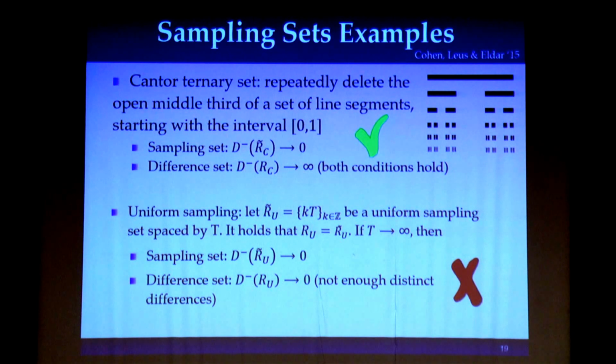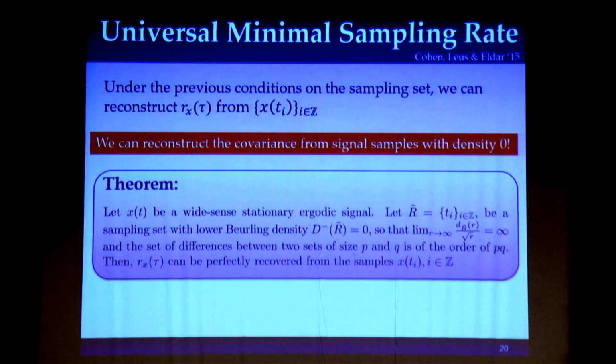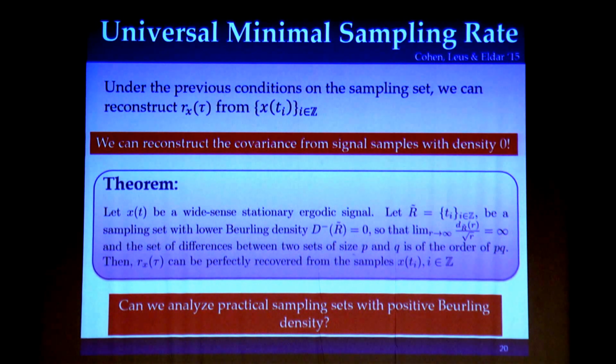So we saw that in general, when the average sampling rate of my samples in the signal goes to 0, I can recover any covariance. But this is general, and the question now is, can we analyze a practical sampling set? Can we analyze our Beurling density and see what happens in practice if we want to build a sampler?